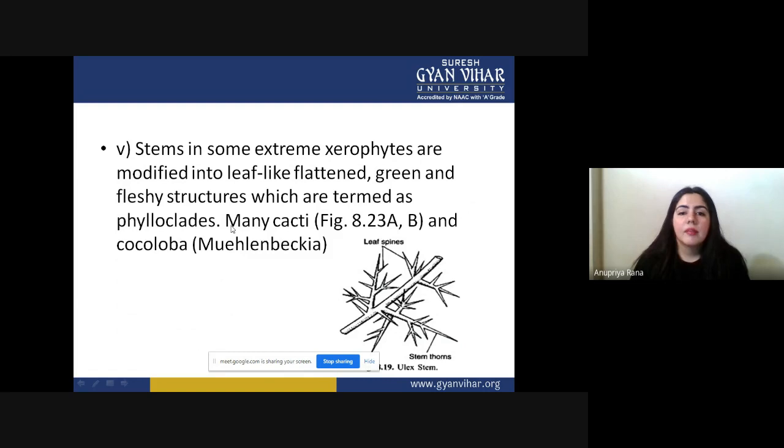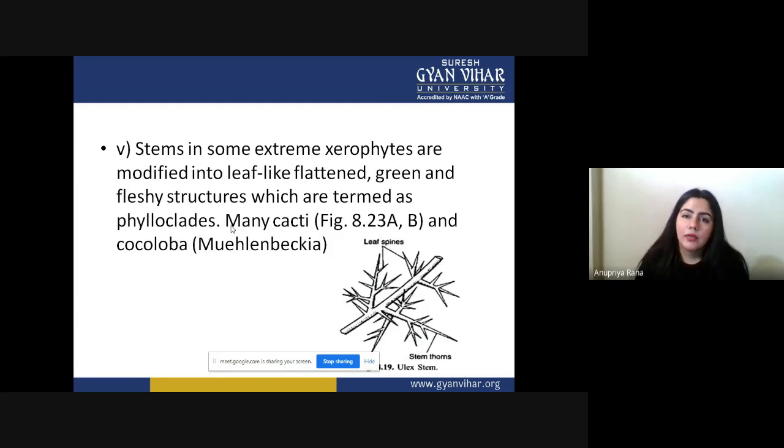A stem in some extreme xerophytes is modified into a leaf-like flattened, green and fleshy structure, which is termed a phylloclade. Like a cactus, the whole stem, that green part you see inside a cactus, is a stem, and the whole stem is converted into a leaf-like flattened, fleshy structure. So in the plant like cactus, inside the xerophytes, we call them phylloclades.